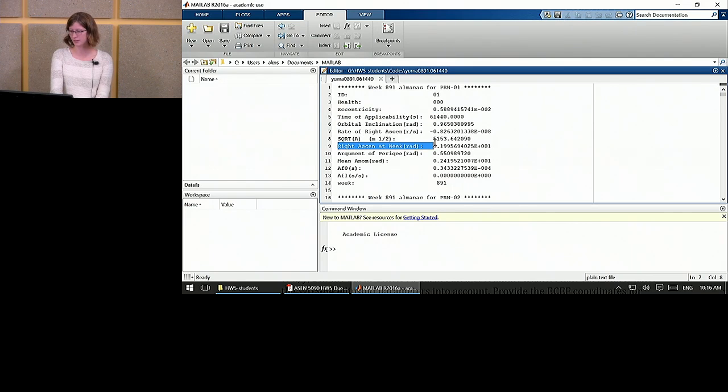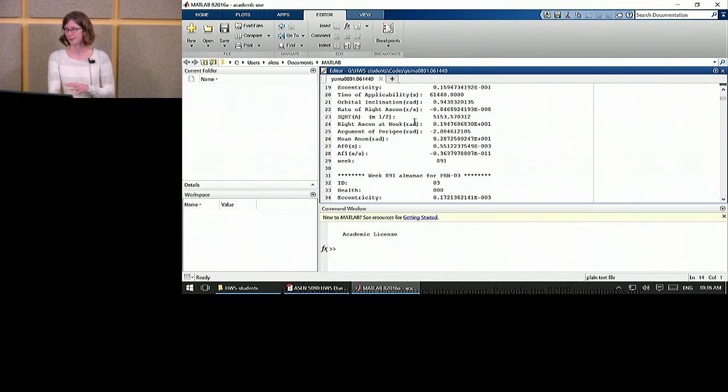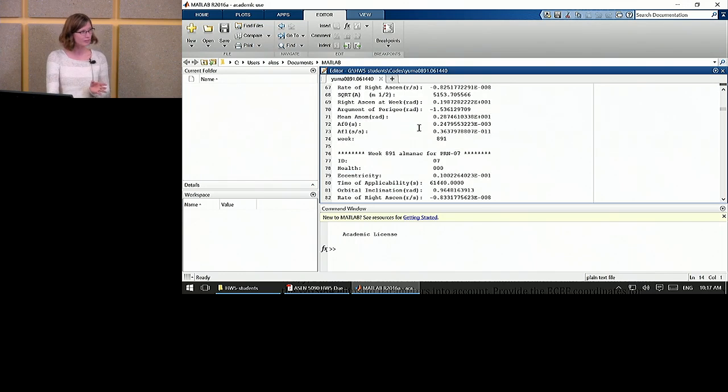You have right ascension at the week number here, argument of perigee, mean anomaly, and then AF0, which is the clock term, and AF1, which is the clock drift. This week number is not the actual week that you're going to use, and I can talk about that in a little bit. So this is information that exists for every satellite, except for PRN 4. Okay, any questions about the Almanac file?